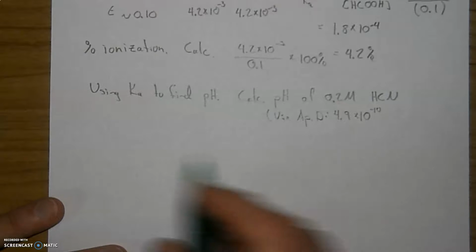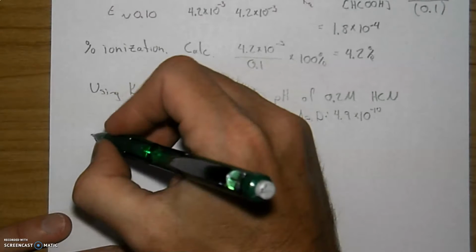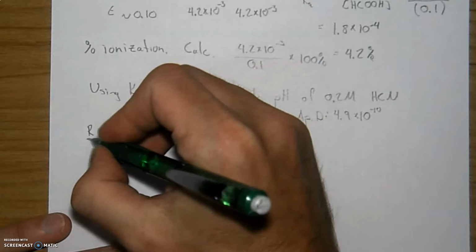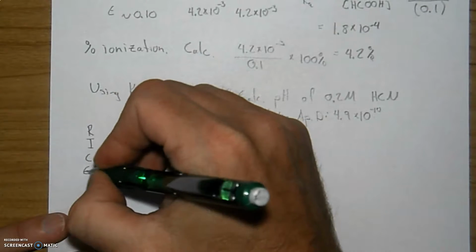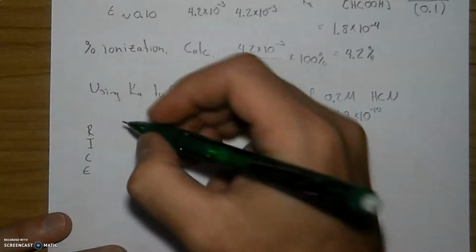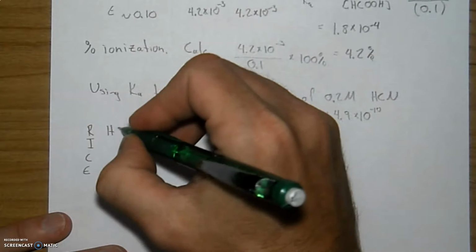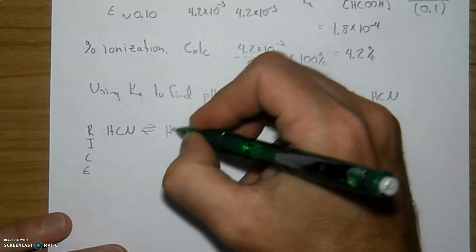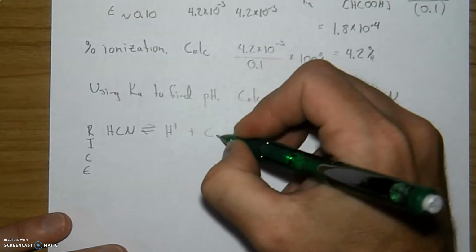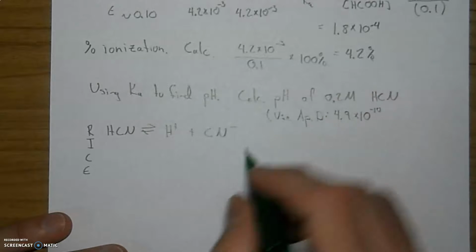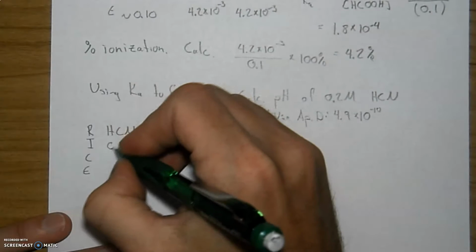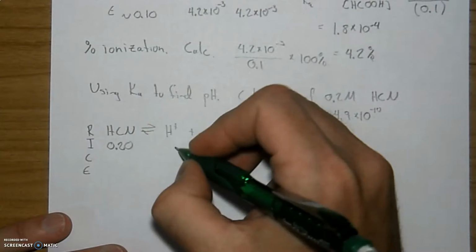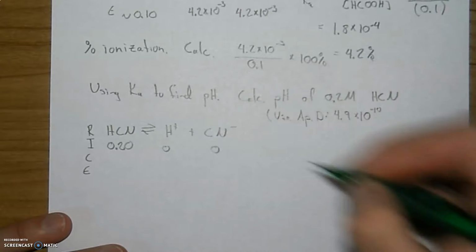All right, now just so I can see everything and how it's going to play out, we're going to make a RICE table. Of course we're going to make a RICE table. Setting this up, I see HCN, H plus, CN minus. Initially, I have a concentration, 0.20. I don't have any to begin with.